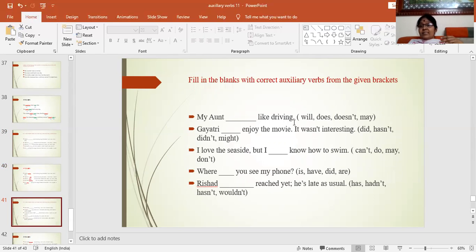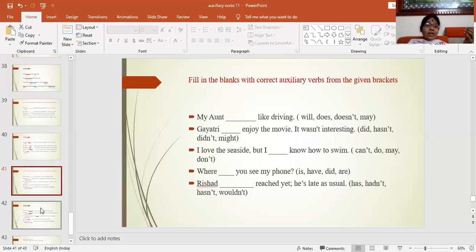My aunt dash like driving. Gayatri dash enjoy the movie. I love the seaside, but I dash know how to swim. Where dash you see my phone? Rishat dash reached yet he is late as usual. Now what are our answers?